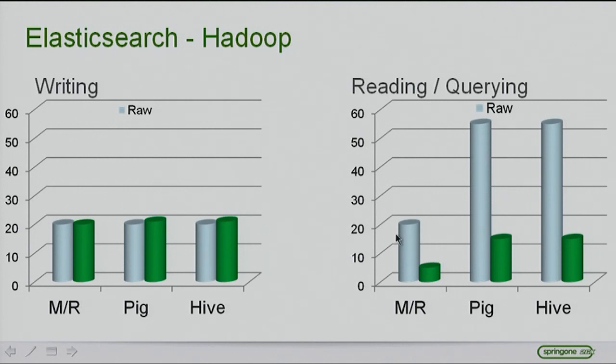Pig and Hive are not so efficient compared to MapReduce. But if you run the same queries on Elasticsearch, you get quite a performance benefit. And this is not Elasticsearch returning, this is starting the Hadoop job. Hadoop connects to Elasticsearch, runs the query, returns, and then gets the results back. Because, as you've seen, the queries to Elasticsearch are quite simple.